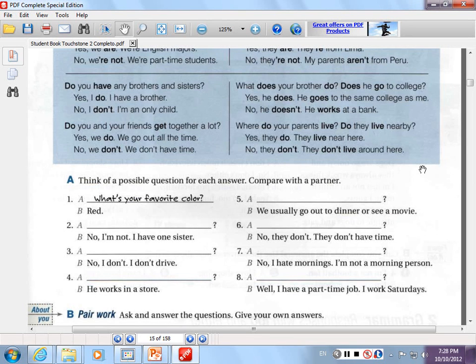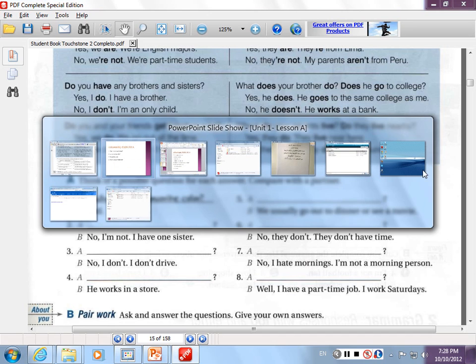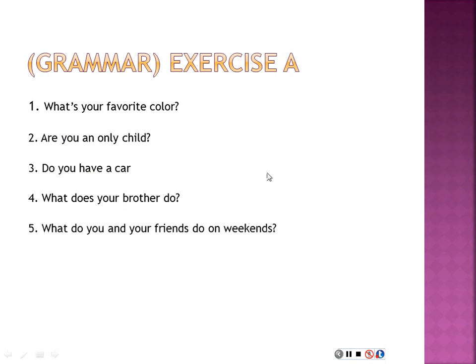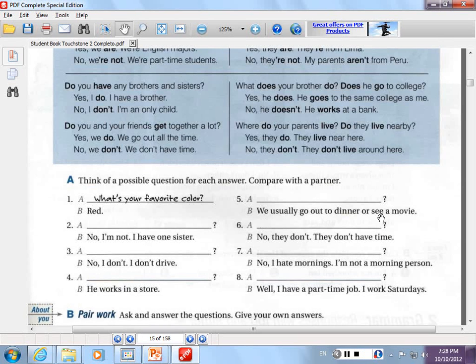Let's see the possible question for this answer. Number 5: What do you and your friends do on weekends? So I'm asking about you and your friends. The answer is we usually go out to dinner or see a movie. Number 6: No, they don't. They don't have time. We have here another yes/no question.